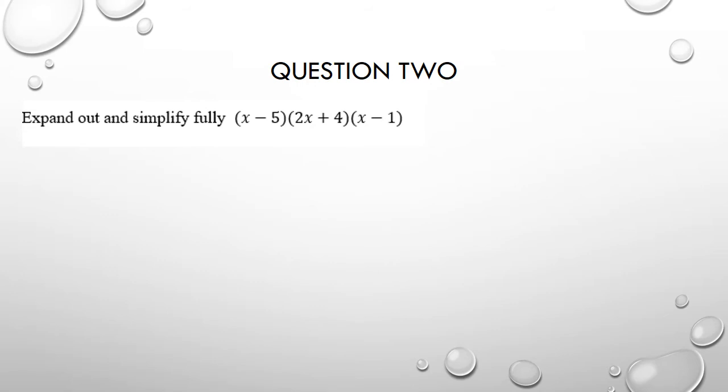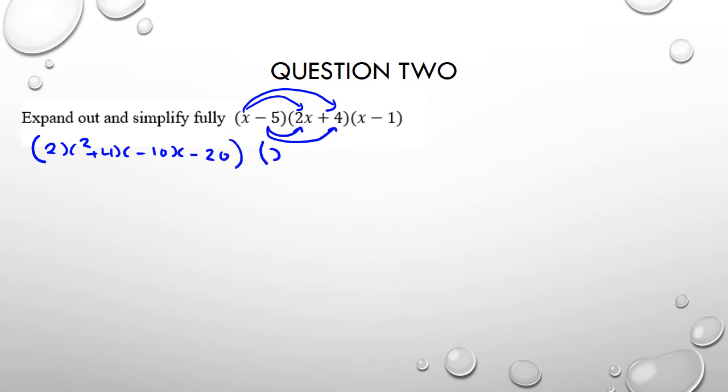Okay, question 2, expand and simplify. So expanding, I'll do the first two brackets first, keep them in a bracket. So I will have x times 2x is 2x squared, then x times 4 is positive 4x, and then negative 5 times 2x, negative 10x, negative times negative 20. Close bracket, times x minus 1. I would simplify this before I expand. So those two are like terms. That gives me negative 6x minus 20, close bracket, times x minus 1.